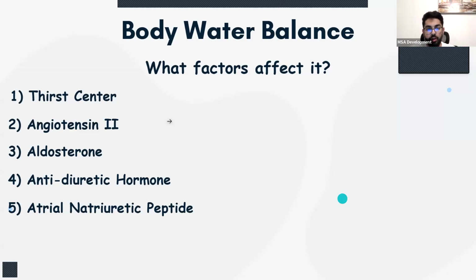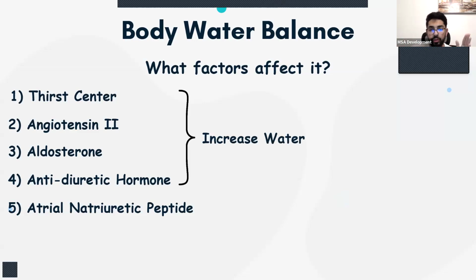So actually, the first four are responsible for increasing the water in the body. So when you lose water or get dehydrated, this is when these factors are going to kick in. And the fifth one is responsible for losing water. So when you have water volume overload, this is when ANP is going to work.